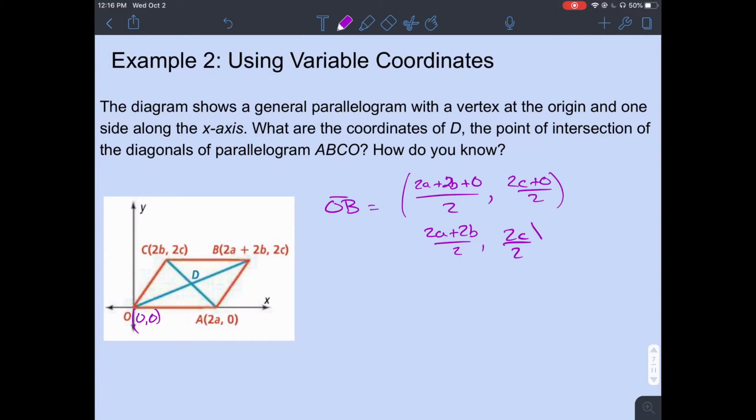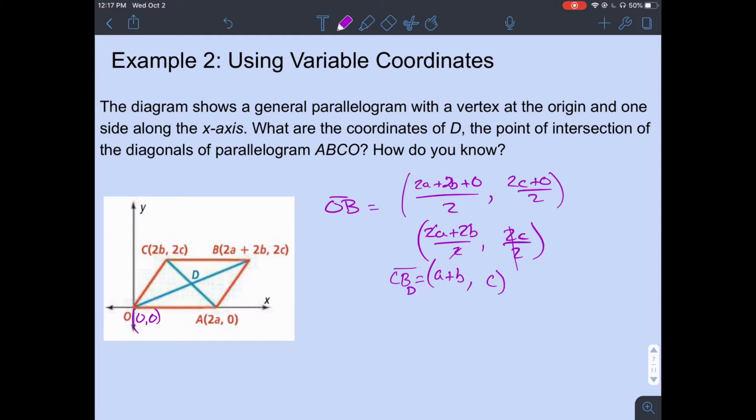As I showed you before, they use 2 so that they can cancel out when you're doing the midpoint, so the 2 will cancel out. Because the 2 can go into both of these, you can divide both by 2, and that gives us just A plus B. And then this one here, the 2's cancel, leaving us with just C. So the midpoint for OB is going to be A plus B, comma C. So this is point D, which is what we're actually finding.